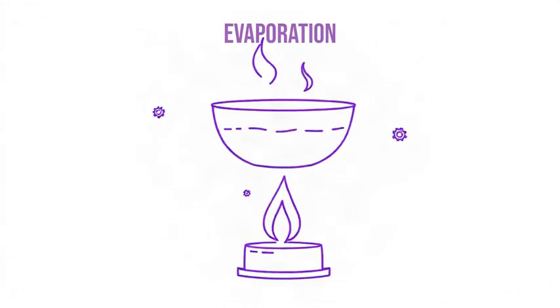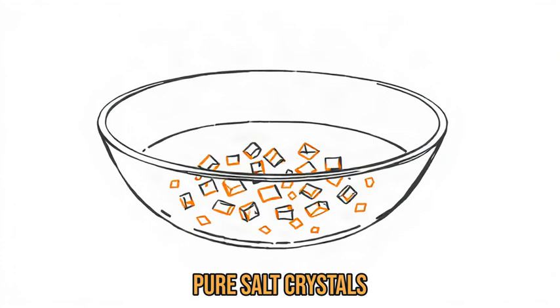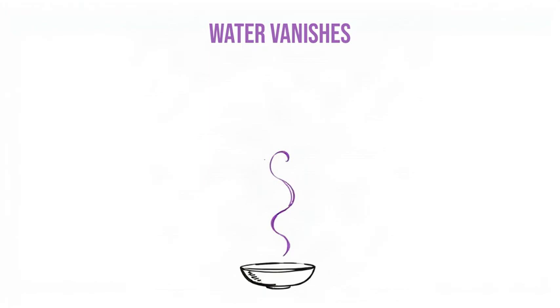Next up is evaporation, perfect for separating a soluble solid like salt from a liquid. You gently heat the salt water, and the water turns to vapor and escapes into the air. Left behind are pure, dry salt crystals sitting in the bottom of the dish. The downside is that we lose the water completely. It just vanishes as vapor.